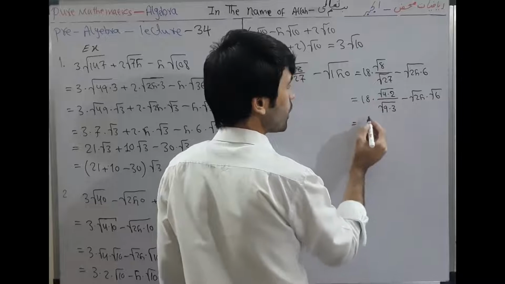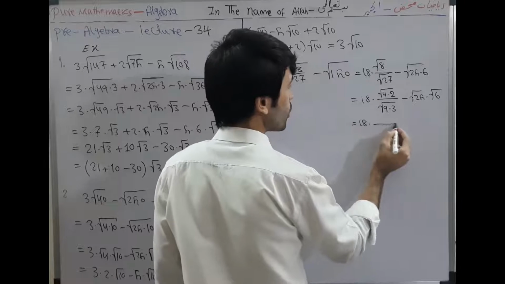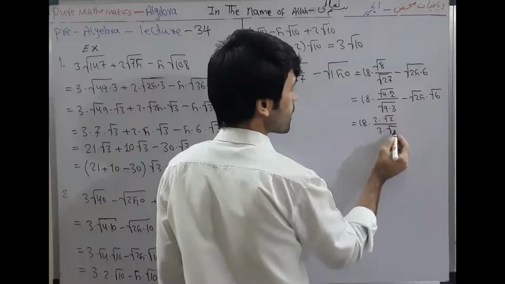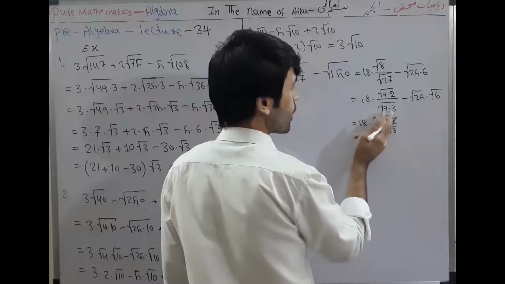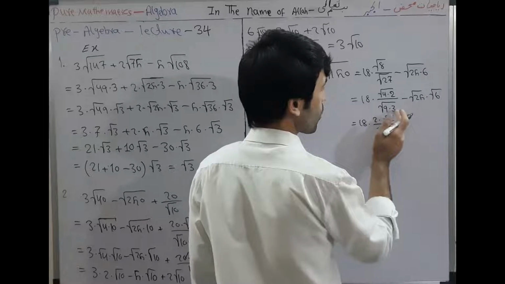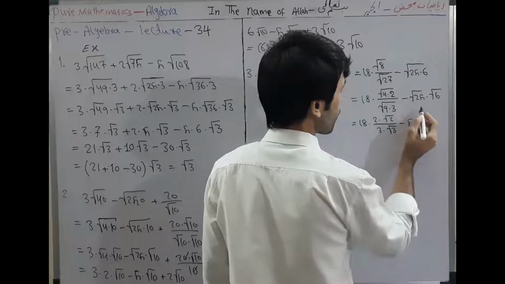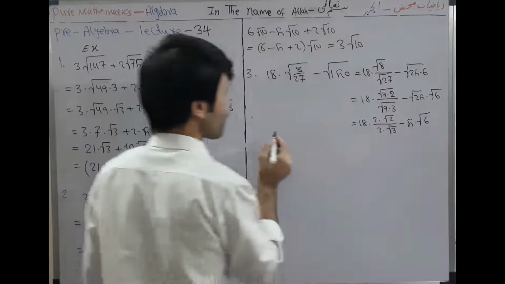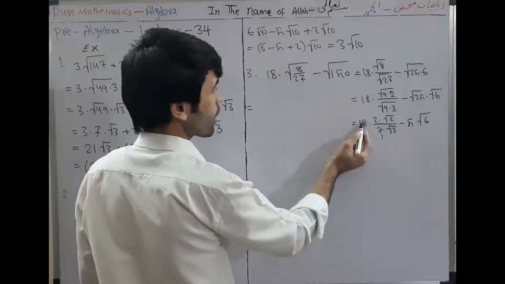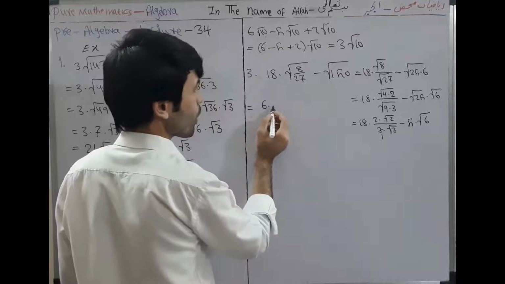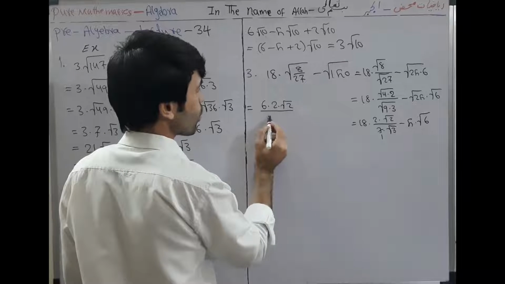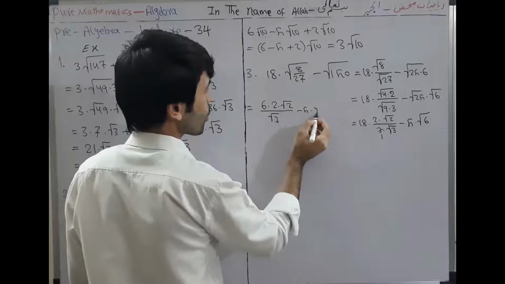It is equal to 18 into square root of 4, which is 2, into square root of 2 over 3 into square root of 3. Square root of 9 is 3. Square root of 25 is 5 into square root of 6. Here we cancel 18 divided by 3, it is equal to 6 multiplied by 2 multiplied by square root of 2 over square root of 3 minus 5 into square root of 6.